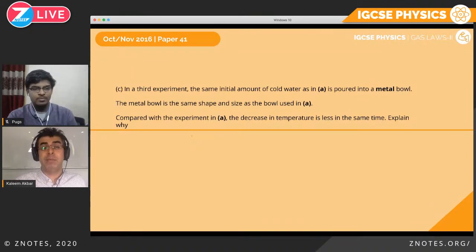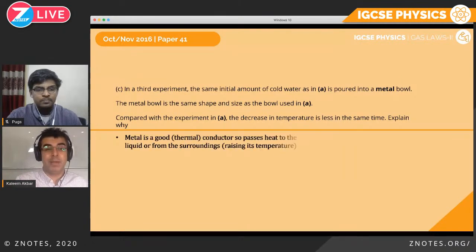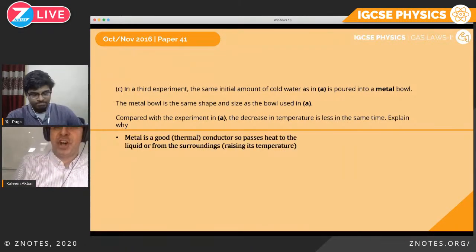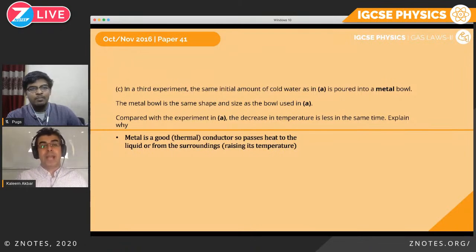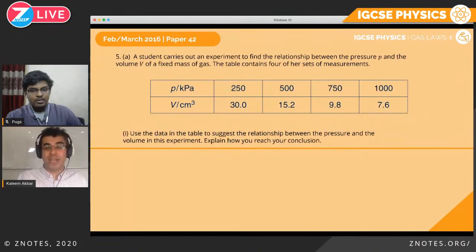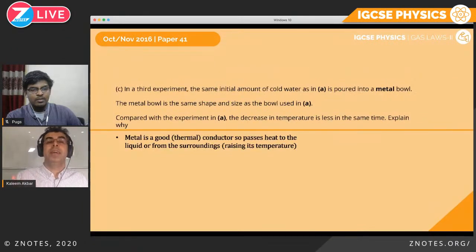Compared with experiment A, what can you tell me about the decrease in temperature? The decrease in temperature is less in the same time. Explain why. Well, guys, this time, metal is a very good conductor. So what's going to happen here is heat is going to pass from the surroundings into the liquid, raising the temperature. If the room is hotter, that heat is going to pass into the liquid, raising its temperature. That's why the decrease in temperature is less.